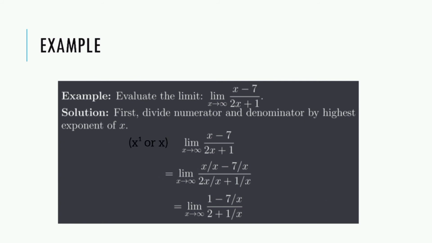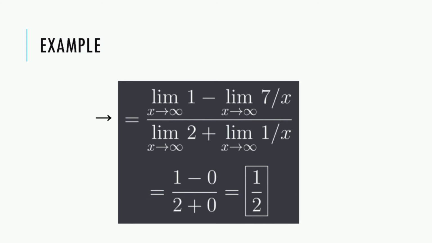In this case, x. As we do it, we will have the limit of 1 as x approaches infinity minus the limit of 7 over x as x approaches infinity, all over the limit of 2 as x approaches infinity plus the limit of 1 over x as x approaches infinity. Now, on the second terms of the numerator and the denominator, we can apply the limits at infinity. The limit of 7 over x as x approaches infinity is 0, and the limit of 1 over x as x approaches infinity is 0.